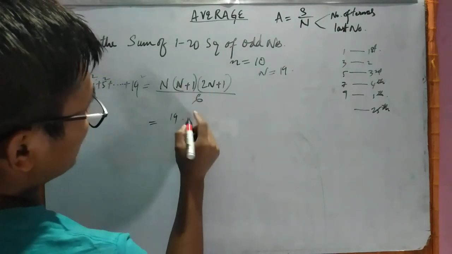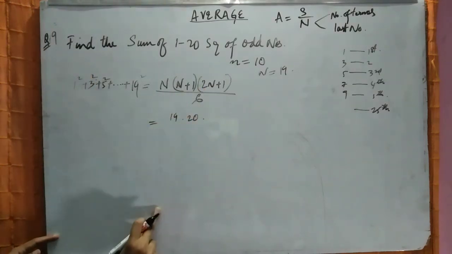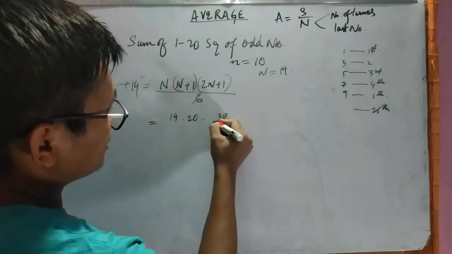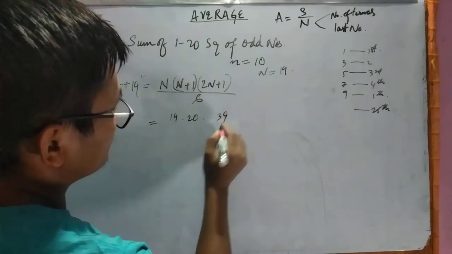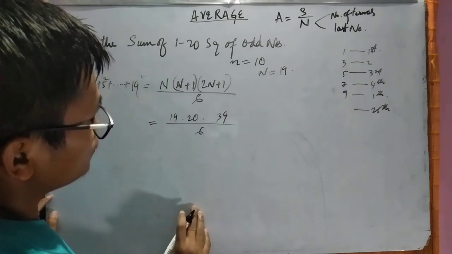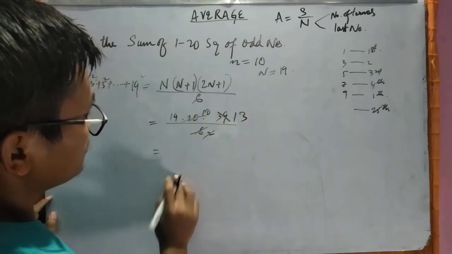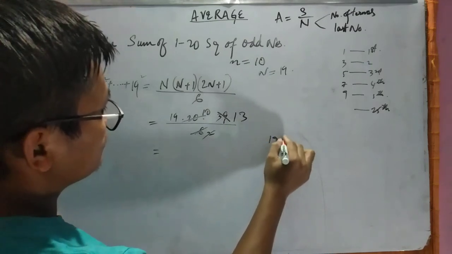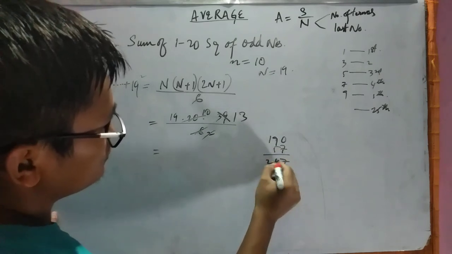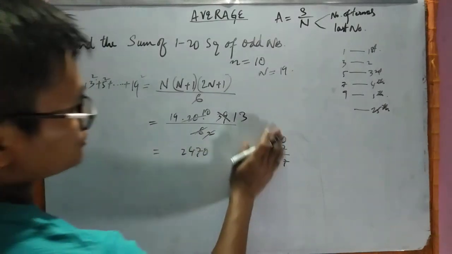19 into n plus 1 to 20 twice n plus 1, 2 into 19 is 38 plus 1 is 39, divided by 6. Simplifying, 19 into 10 into 13 gives 2470. The sum is 2470.